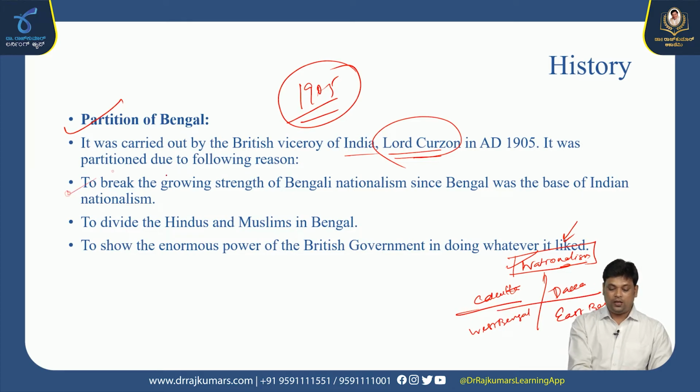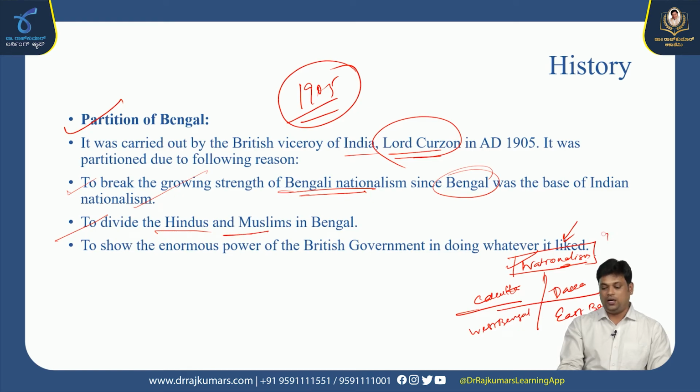To break the strength of Bengali nationalism, since Bengal was the base of Indian nationalism, and to divide the Hindus and Muslims in Bengal, Lord Curzon did this particular partition. But the exact reason given by the British authority for the partition is that around 70 million people were living in this region, and it was not possible for them to do the administration. That is the reason behind the partition of Bengal.